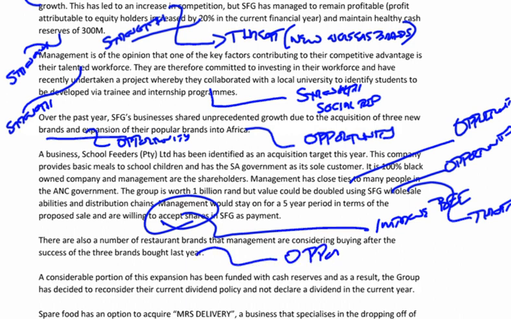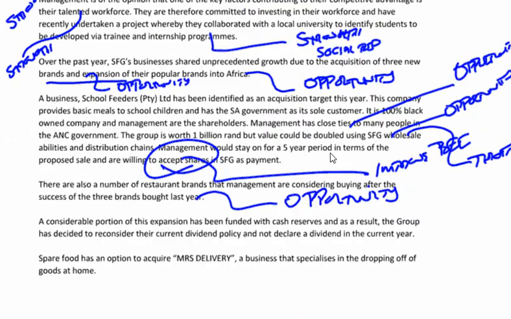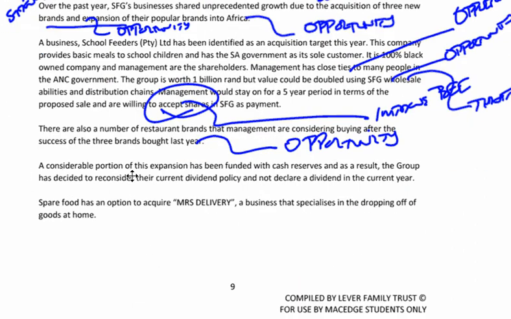Opportunity, provided you've got the money, that'll go in as an opportunity. Considerable portion of the expansion has been funded with cash reserves, and as a result, the group has decided to reconsider their current dividend policy and not declare a dividend in the current year. That is a weakness. It's not a threat. You are choosing to do it. It's internal to you. The shareholders might get upset with you if you were to do that.